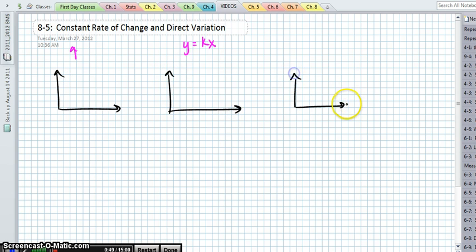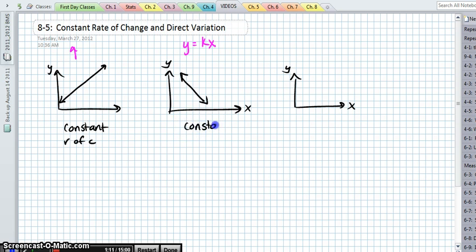These are x and y axes. Again, they can be rough. They don't have to be perfect. As I said before, rates of change for linear equations are constant. So this has a constant rate of change. This has a constant rate of change.